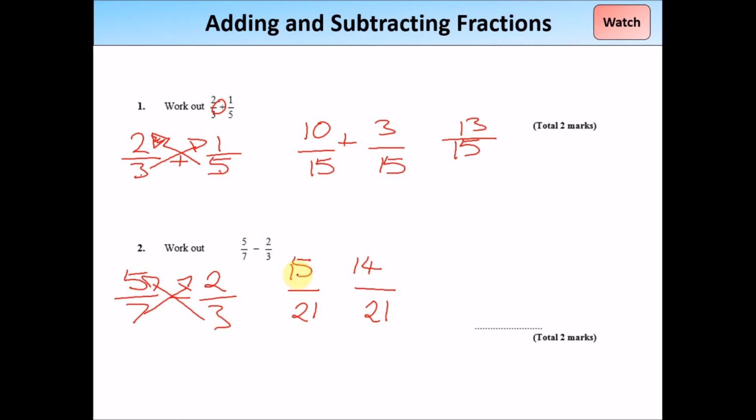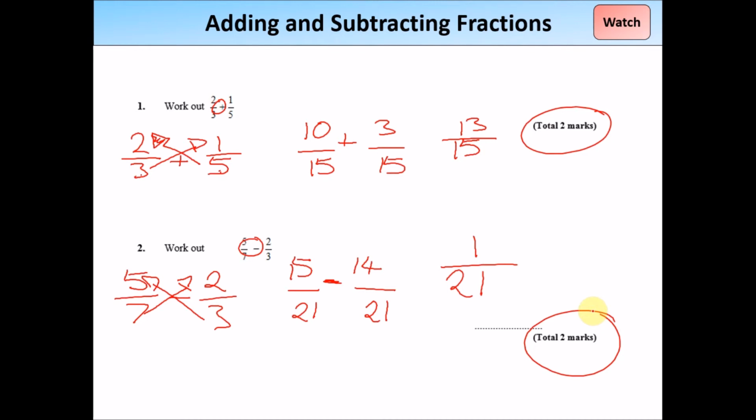Okay. Now remember, this is a takeaway question. So put your takeaway symbol back in. Just do your subtraction on the top, remember, don't need to mess around with the bottoms there. 15 take away 14 is 1 over, and then you've got your 21 there as well. Guys, all together, this is worth 4 marks. It's an absolute steal of 4 marks, okay? It's really, really simple, but practice does make perfect.